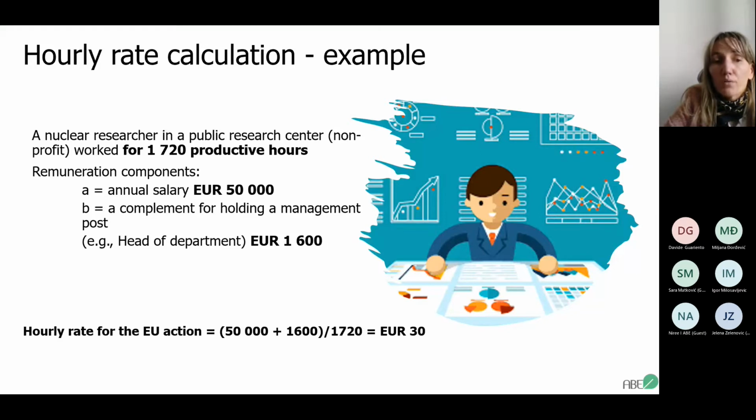1,060 euros. So our rate for this action, for the EU action, is calculated as follows: we add to his salary this complement for holding a management post, and just divide by 1,720 productive hours in one year. So we get his rate for the EU action. It's 30 euros per hour. So that's how we do the calculation of it. It's pretty much the same as for the budget within the proposal period.